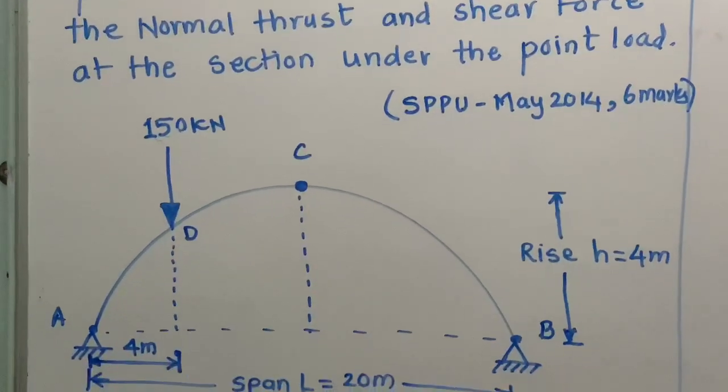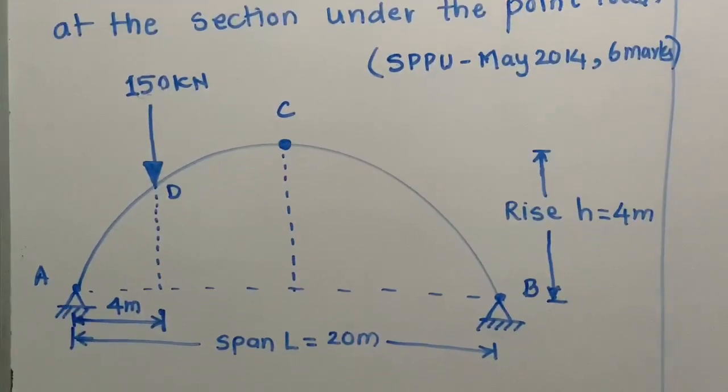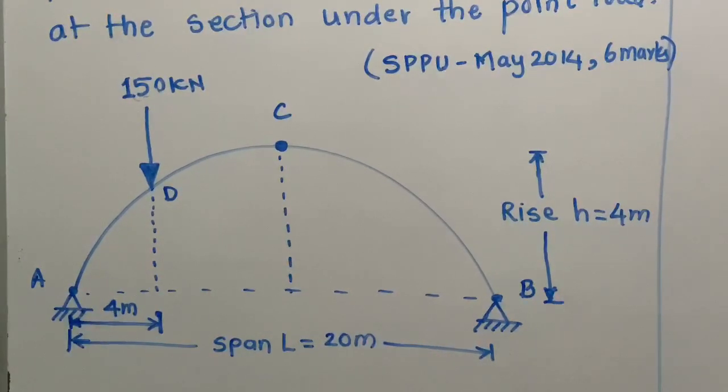Now the diagram for the given data is: we have drawn two supports A and B at a distance of 20 meter, as the span is given as 20 meter, and the central rise is 4 meter. It is also given that a 150 kN point load is acting at 4 meter from the left support. So we have taken a point load of 150 kN at point D, which is horizontally at a distance of 4 meter.